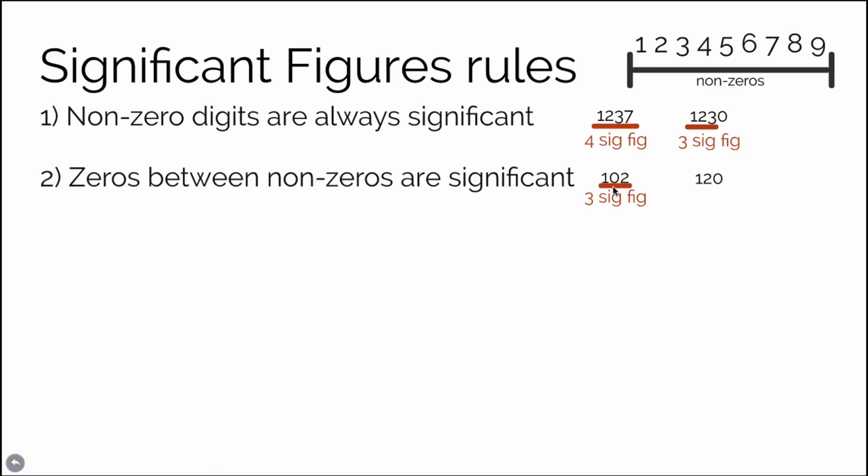As opposed to 120, again, same numbers we have on here, just in a different order, but because this 0 is at the end, we don't count it as being important. So instead, we just count the 1 and the 2 as being significant, and we get 2 significant figures.